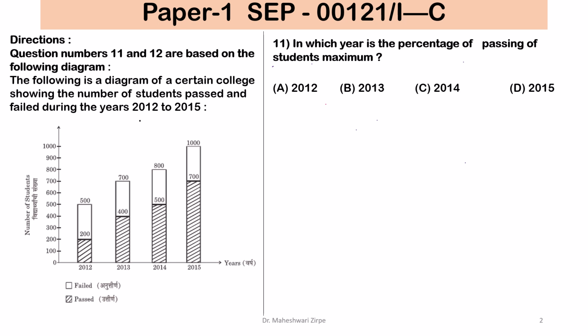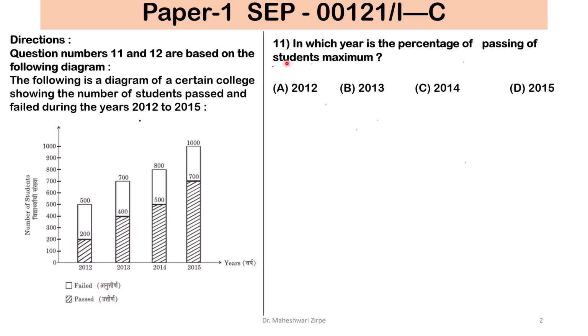As you can see on the screen, question number 11 and 12 are based on the diagram given below. The diagram indicates the number of passed and failed students for certain colleges from year 2012 to 15. In the bar graph, the colored part is passed students, and the part without any color, that is white, is failed. Means for year 2012, 500 students appeared and 200 have passed. Similarly in year 2013, 400 students have passed out of 700, and so on.